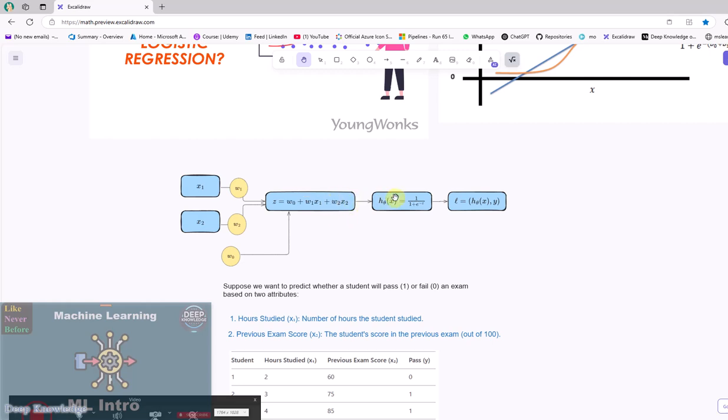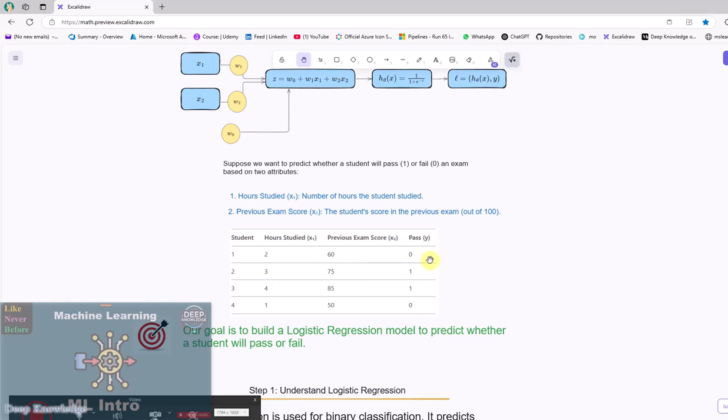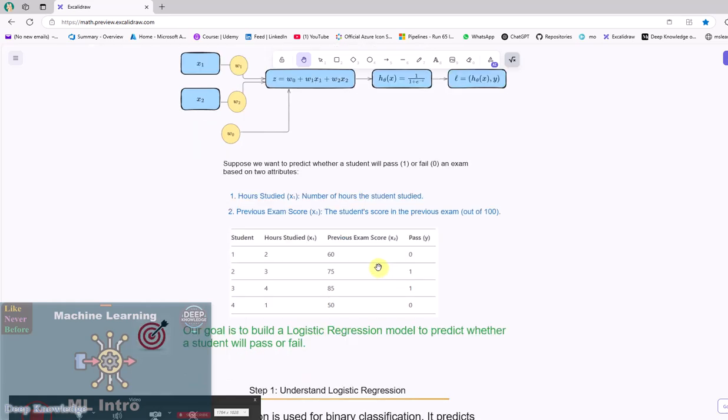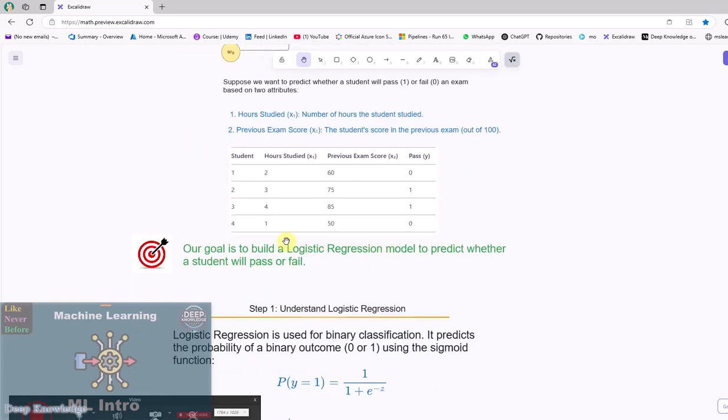After getting this result, we will use the sigmoid function, and after calculating the sigmoid function, we will calculate the cost function. Why do we need this cost? Assume that you have predicted 1, but the actual label is 0. So we have to update the weights until we get the right value of the loss. The goal is to build a logistic regression model that predicts whether the student will pass or fail.